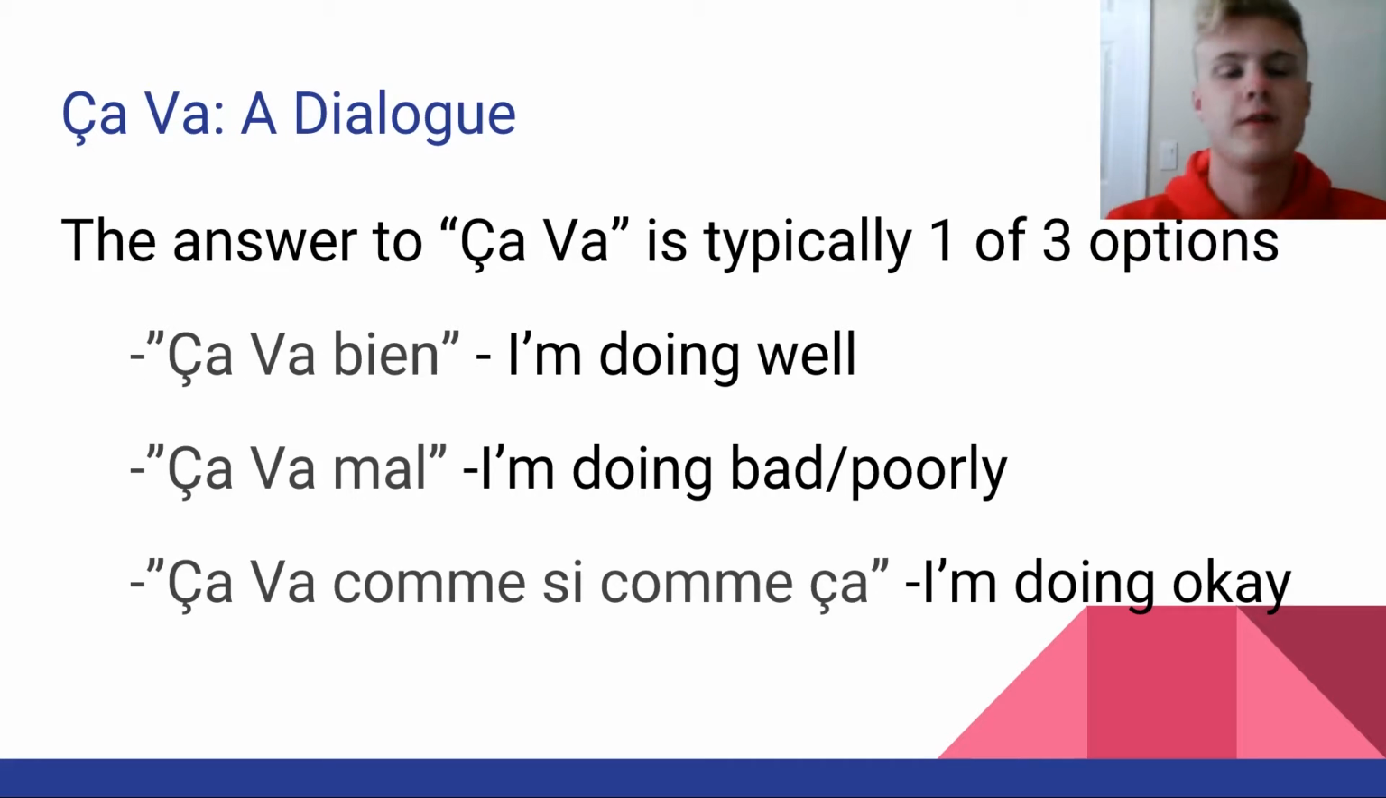And next, let's move on to the dialogue kind of associated with ça va. I'm going to get you talking a little bit today. So the answer to ça va as a question, which is what's up, how are you doing, is typically one of 3 responses in some kind of small talk. We have ça va bien, which means I'm doing well. We have ça va mal, which means I'm doing bad / poorly. We have ça va comme ci comme ça, which means I'm doing okay. And you can use any 3 of these in response to ça va.